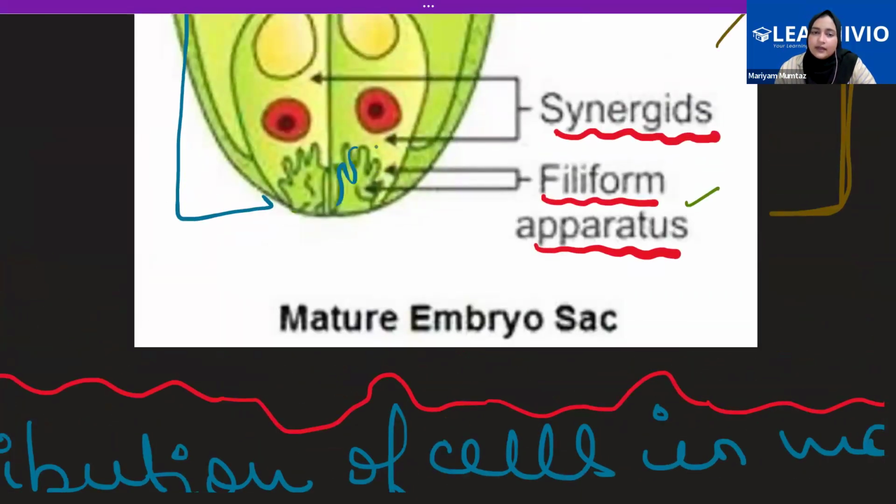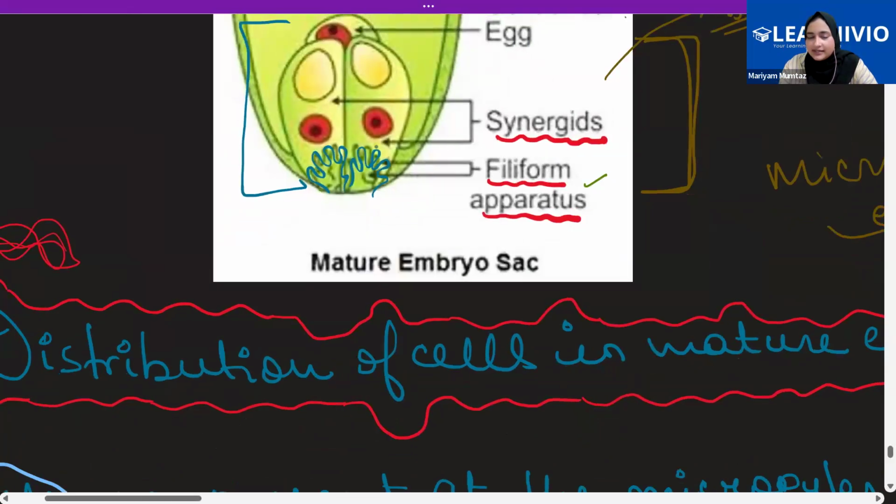This one? This is the finger-like structure called the filiform apparatus. Why is it there? It's there to guide the pollen tube. Okay, that's why it's there.